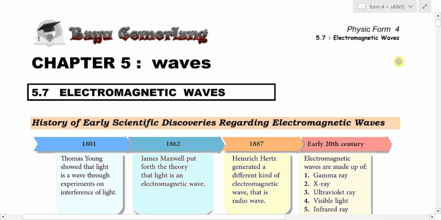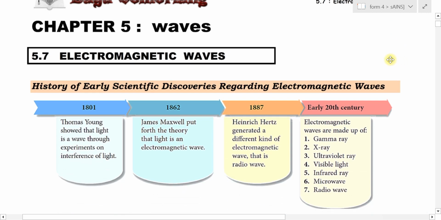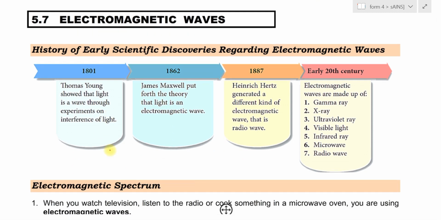(5.7) Electromagnetic wave. Okay, dia tambah benda-benda ni semualah dalam syllabus kamu. Okay, last time dia tak ada. History of early scientific discovery regarding the electromagnetic wave. Okay, mula-mula Thomas Young. This is the one lah, Young double slit. Thomas Young show that light is a wave through experiment on interference of light. Nama eksperimen tu famous sampai dipanggil Young's double slit experiment.